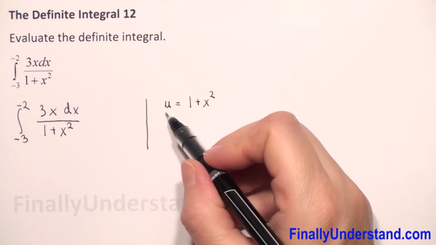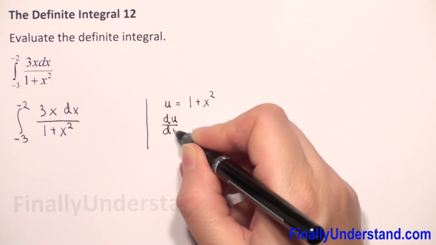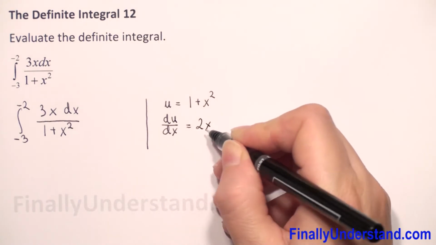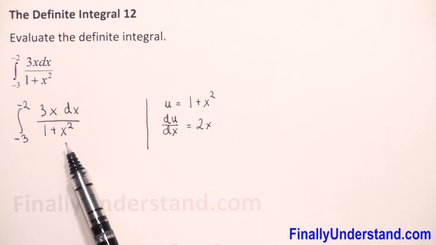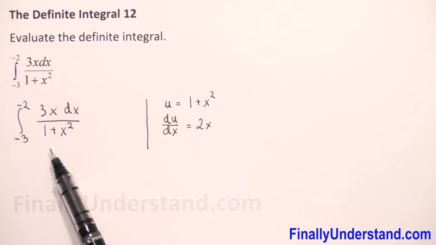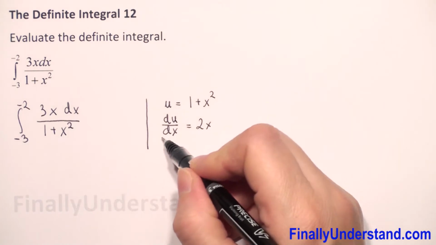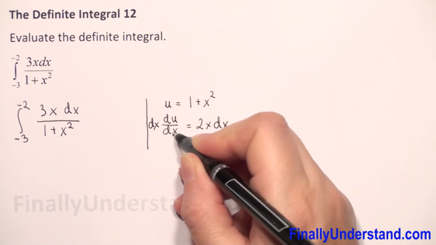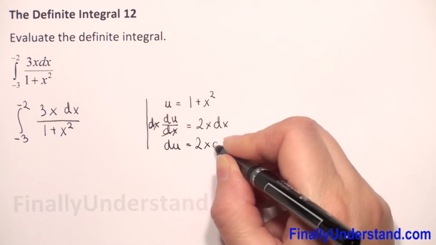Next, we have to find the derivative of both sides of our equation with respect to x. So du over dx is equal to the derivative of 1, which is 0, plus the derivative of x squared, which is 2x. Next, we have to substitute x and dx by u and du because we cannot mix up x and u in one expression. So next we have to find du. It means we have to reduce the denominator. To reduce the denominator, I will multiply both sides by dx. dx and dx we can reduce, and we have du equal to 2x dx.